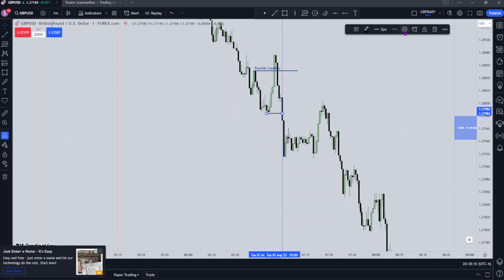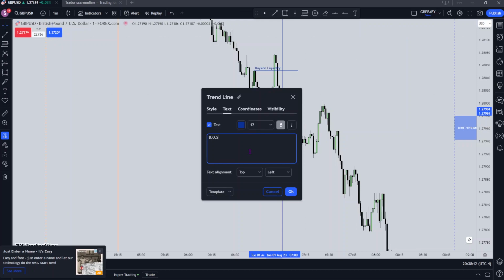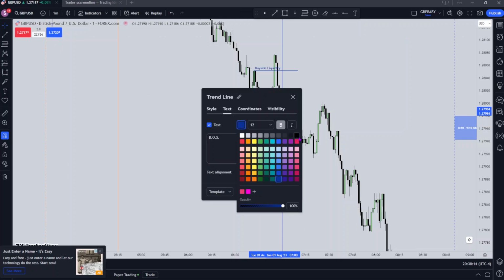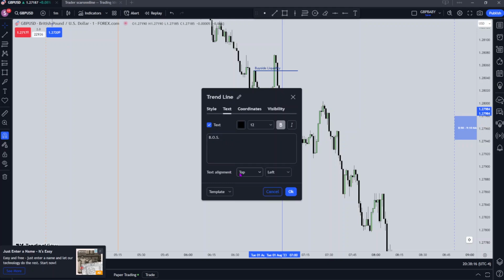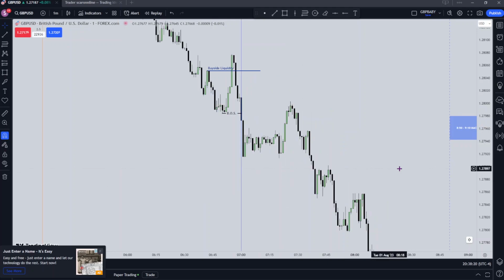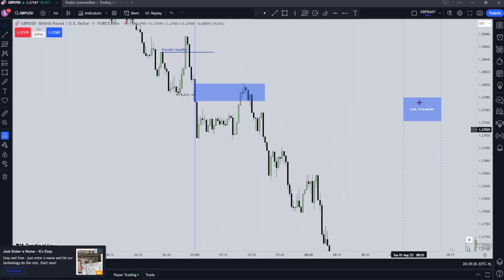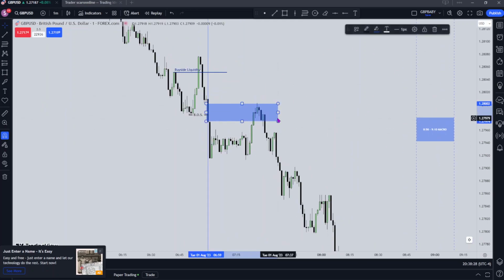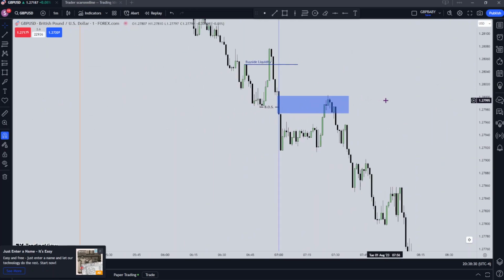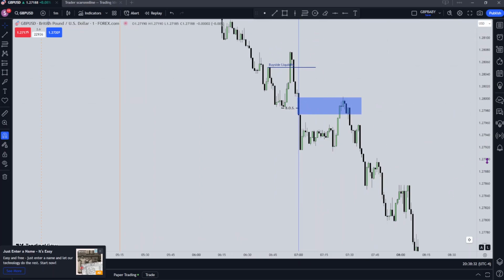So we make that black, BOS, black, middle, center, and then we have a fair value gap and an order block, so we can enter in this. Although it's not inside the macro, we can still enter in it because remember, we're expecting lower prices.